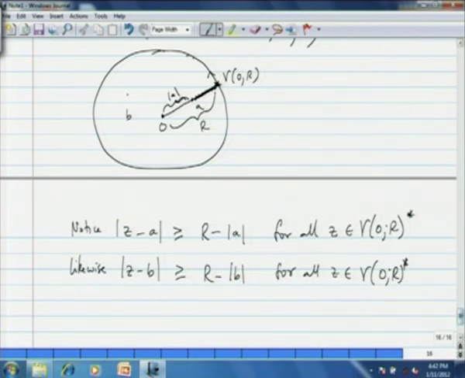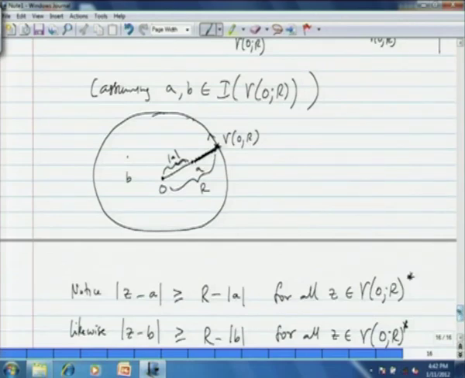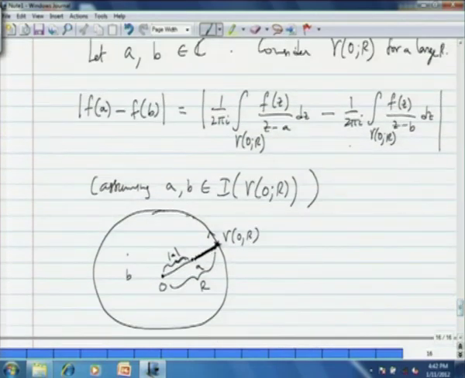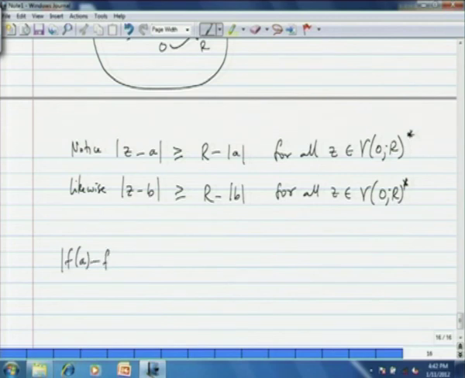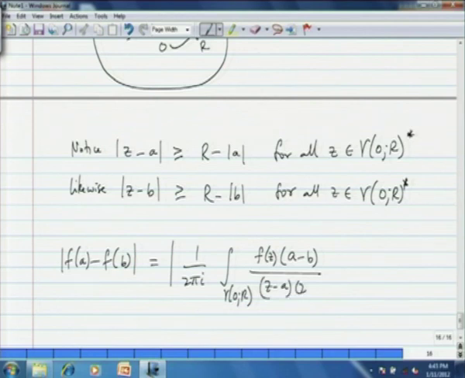Okay. So, we will keep this aside, we will need this estimate in a moment, and then let us go back to our estimate of modulus of f of a minus f of b. And then using Cauchy's integral formula, we got that modulus of f of a minus f of b is equal to the modulus of 1 by 2 pi i times the integration on gamma 0 r. Let me club the integrands now. So, I get f of z times a minus b by z minus a times z minus b dz.